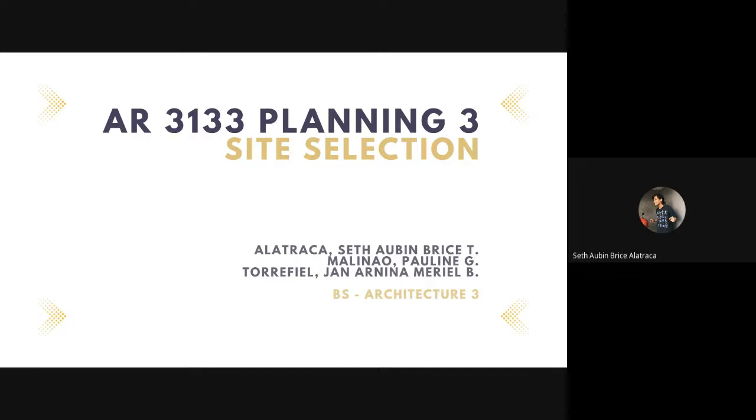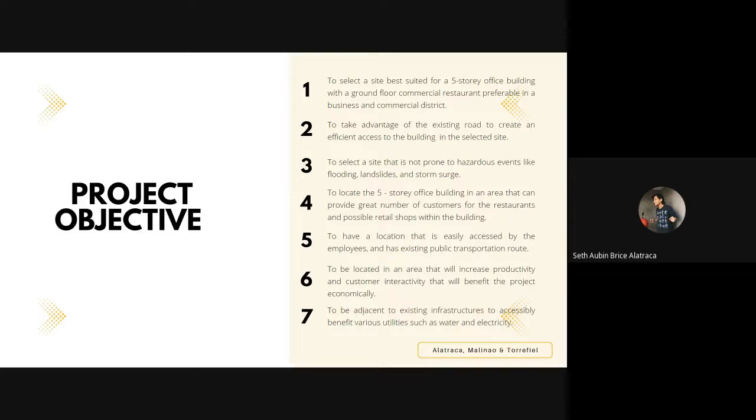Good afternoon. I'm Brian Salatraca, and along with me will be Pauline Marino and Nina Tarafil. Next slide. So we have our project objectives. We have gathered around 7. I would not read everything, just some. First would be to select a site best suited for a 5-story office building with a commercial restaurant, preferably in a business and commercial district. Also, to select a site that is not prone to hazardous events like flooding, landslides, and storm surge. And lastly would be to be located in an area that will increase productivity and customer interactivity that will benefit the project economically.